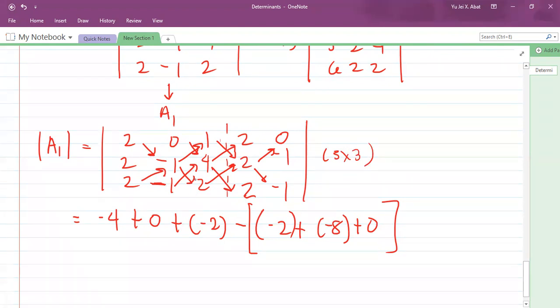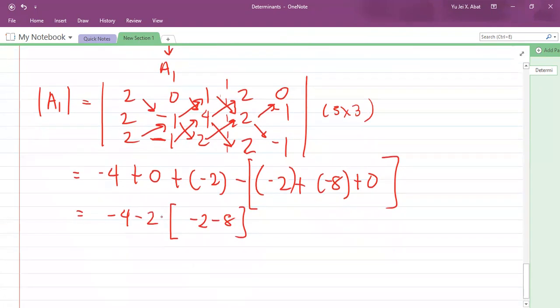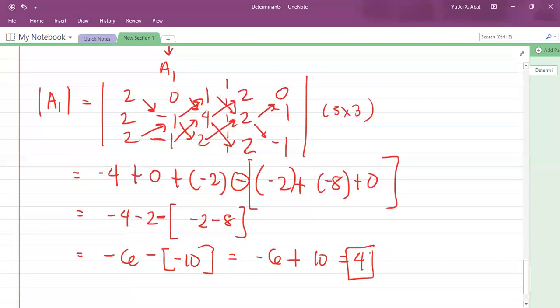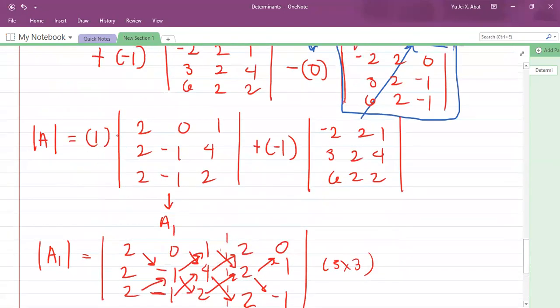Kinuha ko na lahat ng product. Hindi ko na inisa-isa. So you have negative 4 minus 2. Tapos meron ka pa ditong negative 2 minus 8. No? So may minus ka pa dito because of this. Okay, so negative 4 minus 2, negative 6 minus, ito negative 10. Distribute the negative signs, negative 6 plus we have 10, which is 4. Okay, so ibig sabihin, this would be 4.